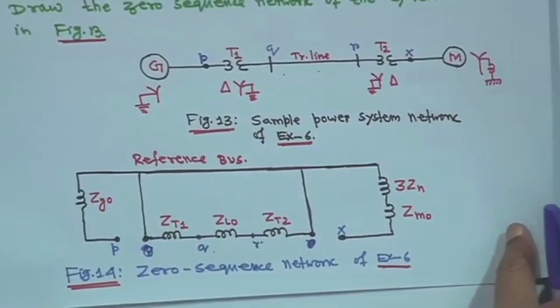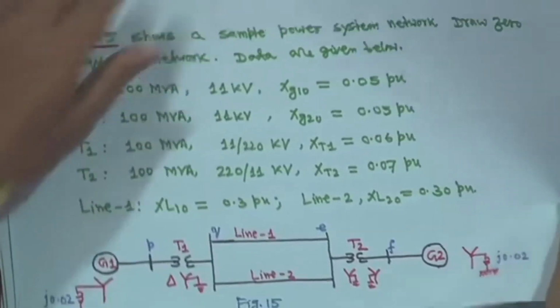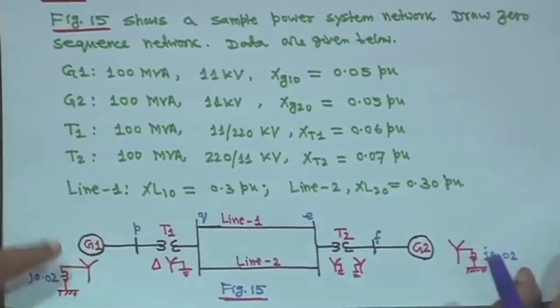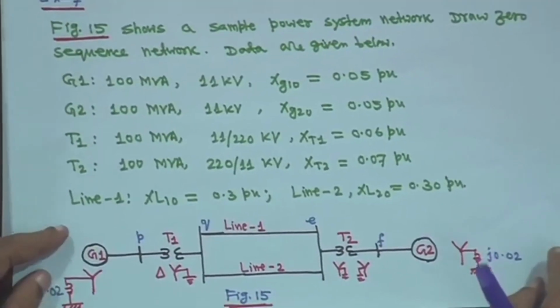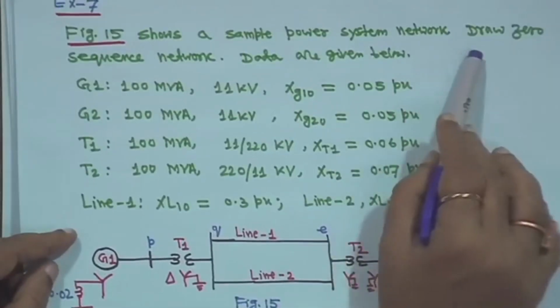Next one is figure 15, which is actually a double circuit line. So far we have taken single circuit problems; now it is a parallel circuit, a double circuit line. So, this is your figure 15, which shows a sample power system network.